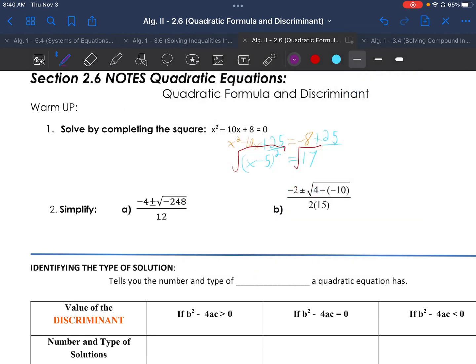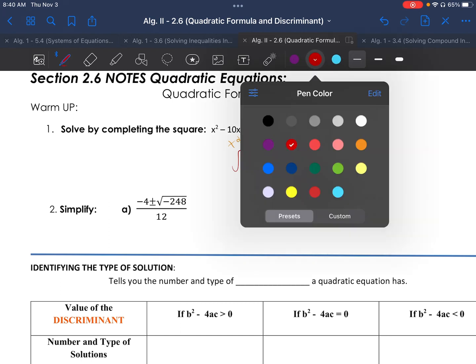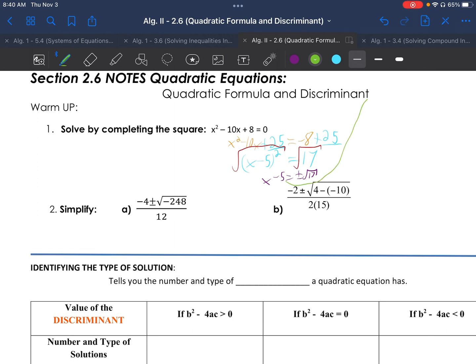Now we square root both sides, and we get x minus 5 equals positive or negative square root of 17. Ran out of room, so I'm going to continue elsewhere. I'm going to add 5 to both sides and get x equals 5 plus or minus the square root of 17. And that's it, because we can't simplify the square root of 17.